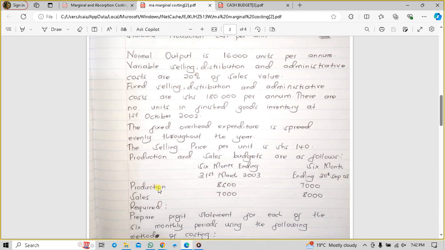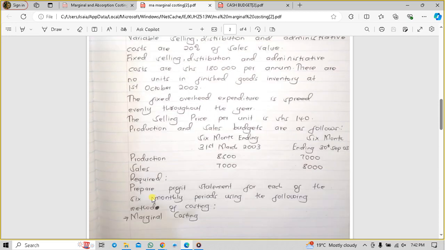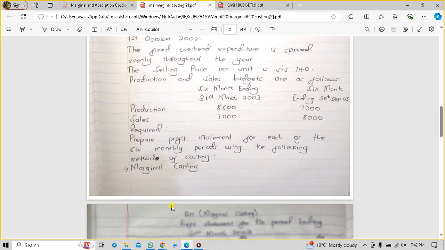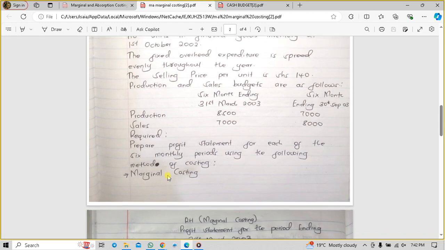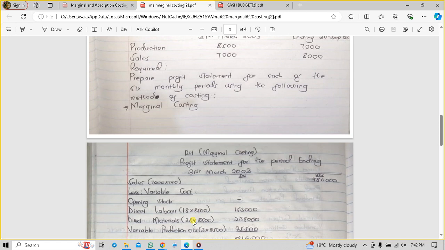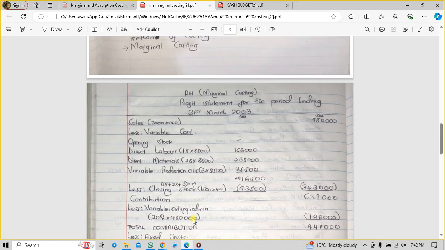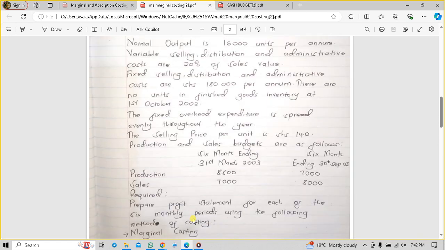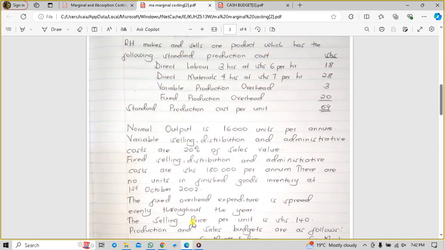So you have been given the production and the sales, and you're required to prepare a profit statement for each of the 6 monthly periods using the following methods of costing. And we have marginal costing and of course absorption costing. There is marginal and absorption. I think in the last lesson we looked at marginal costing, but you can just go through it so that you can have an overview. Then you go to absorption costing.